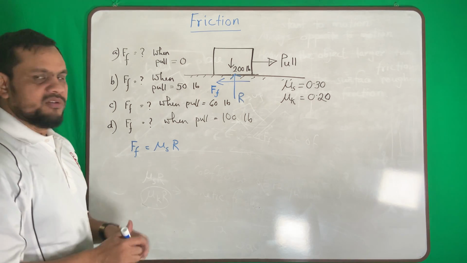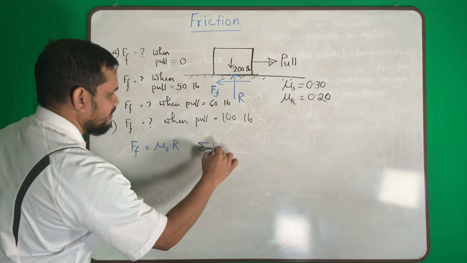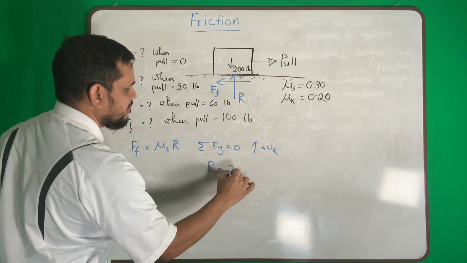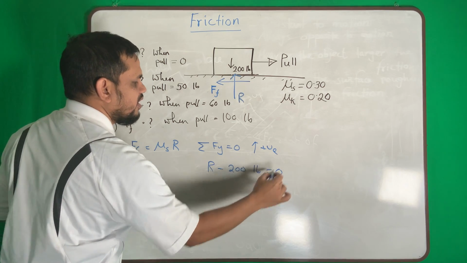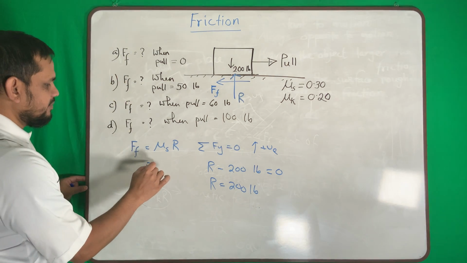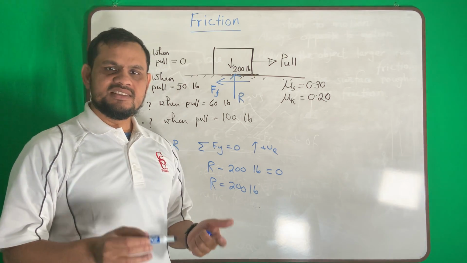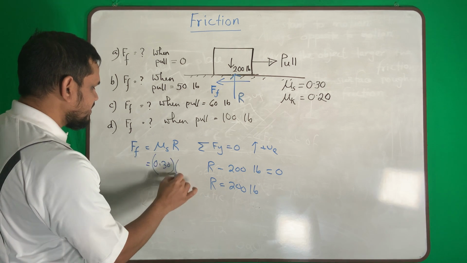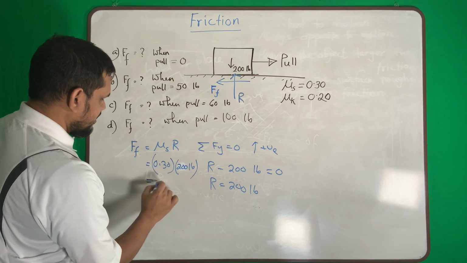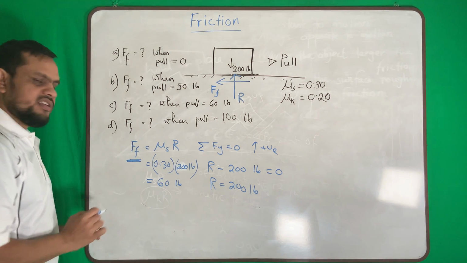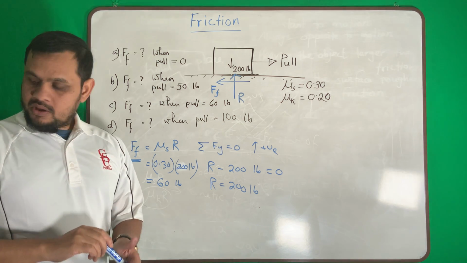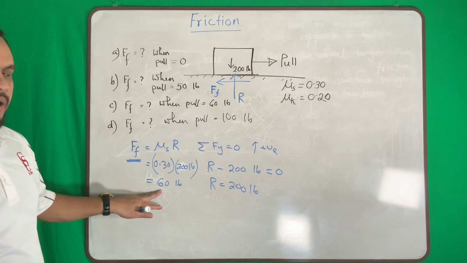So what is the value of R? If I take summation of Fy is 0, with upward as positive, R is upward, minus 200 pound downward. There is no other force in y direction. So my R is 200 pound. Then what is the limiting value of this? It is mu s, because at the beginning my body is at rest. So mu s is 0.30 times R, 200 pounds, that means 60 pound. This is not the value of the friction. It is the limiting value of the friction, which is 60.